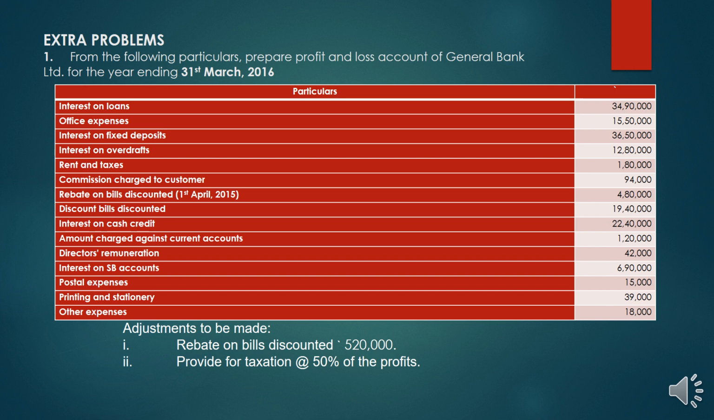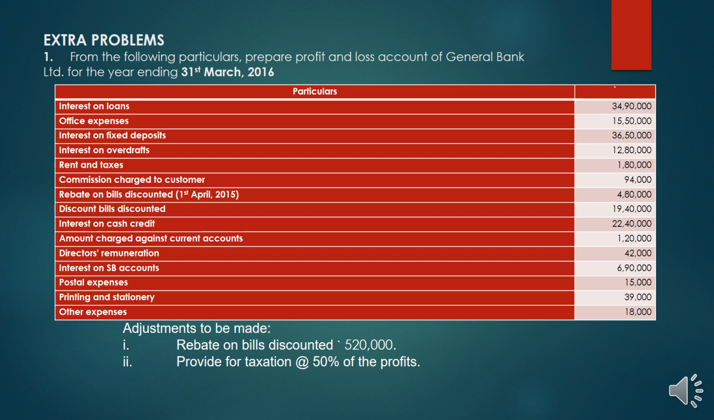Director's remuneration is an operating expense, will come under schedule number 16. Interest on saving bank account, interest paid, so interest expended, schedule number 15. Postal expenses, printing and stationery, other expenses are operating expenses, will come under schedule number 16.